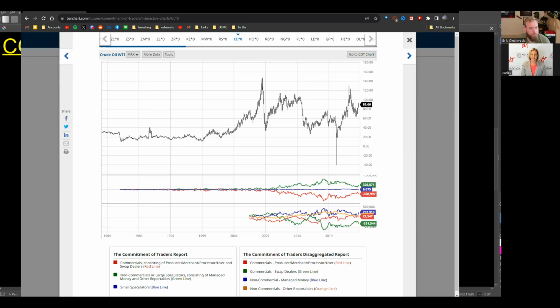So that's what's driving their decisions. And also, the commercials and the large speculators are generally at completely opposite ends of the stick. And so for the simple analysis that I'm using the COT report for, it's kind of redundant to look at commercials when most of the time they're going to be at the exact opposite end as large specs.